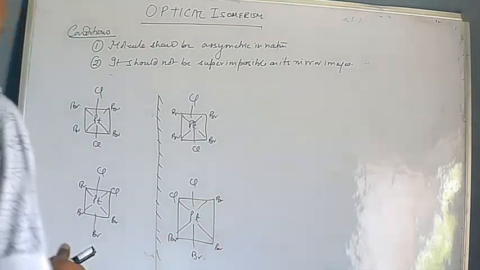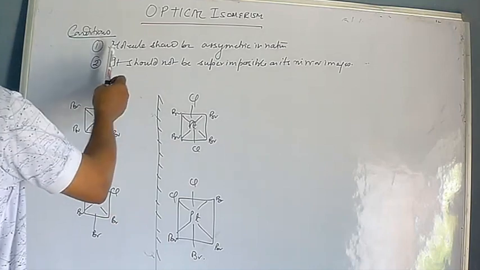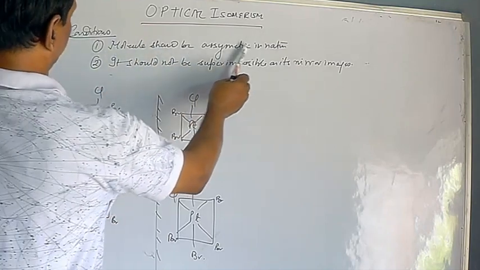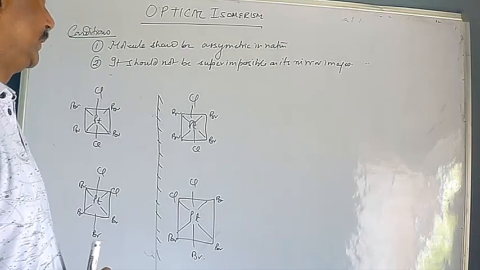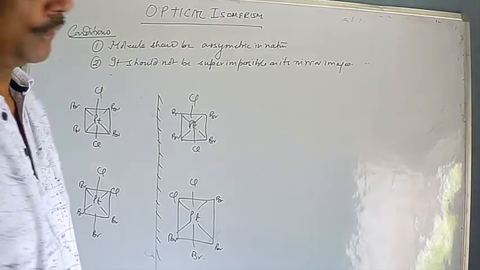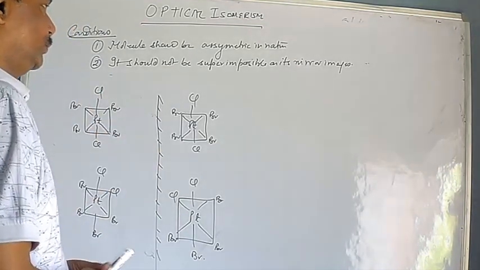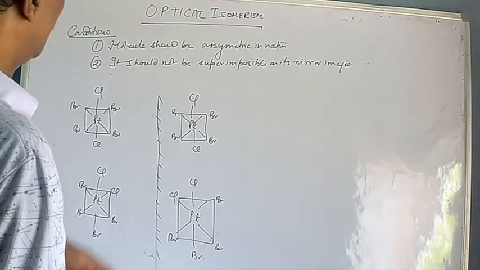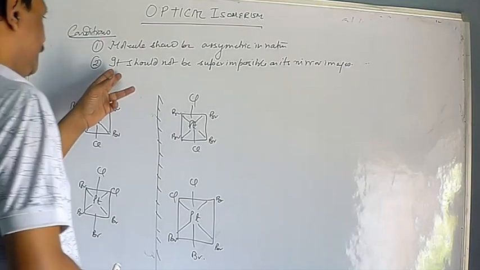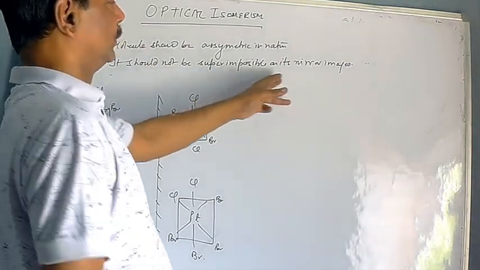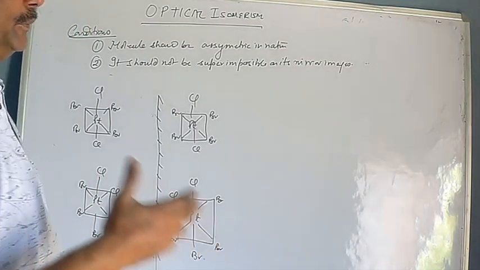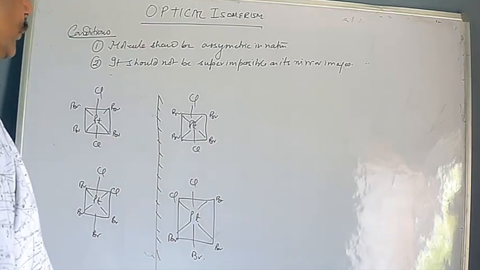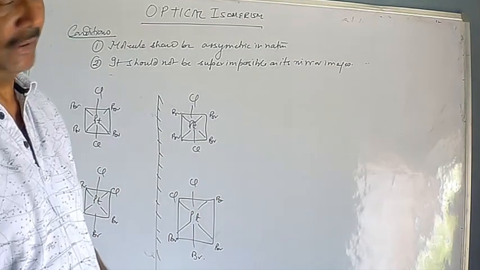Very simple. So class, there are two conditions. First, the molecule should be asymmetric in nature. You know very well that if the molecule develops any element of symmetry, optical isomerism is lost. So first condition, the molecule should be asymmetric in nature. And a very, very important condition, it should not be superimposable on its mirror image. You draw its mirror image and try to superimpose. If it is superimposable, then it will be optically inactive. But if it is non-superimposable, it will be definitely optically active.